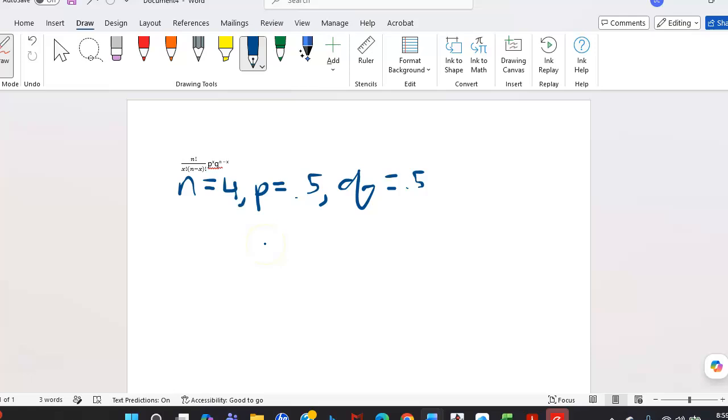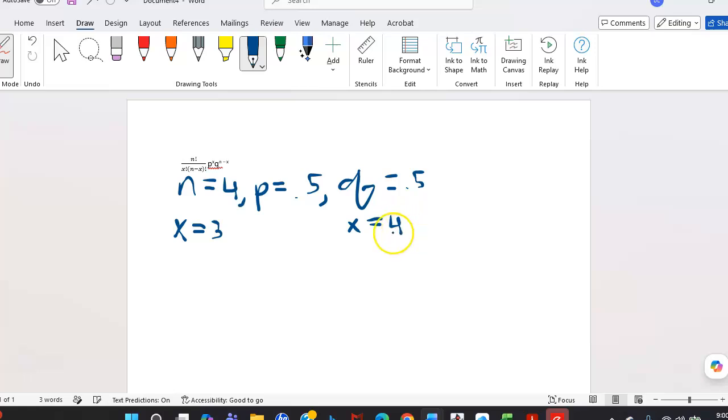Okay, now we said that at least 3 girls is 3 girls or 4 girls. So let's first compute x equals 3 in the formula. And then we will also compute, and I'll put it over here, x equals 4. And we'll add these two values together to get our probability.